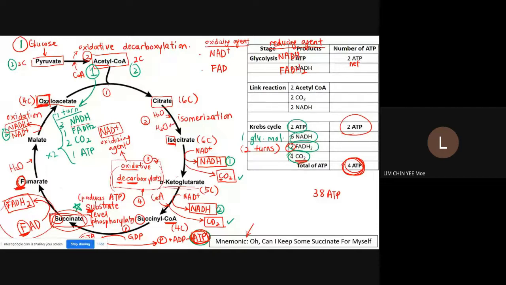Sebab ada 2 kali decarboxylation berlaku. So far, I get 2 ATP, 6 NADH, as well as 2 FADH2. And 4 ATP sahaja yang dihasilkan melalui substrate level phosphorylation.